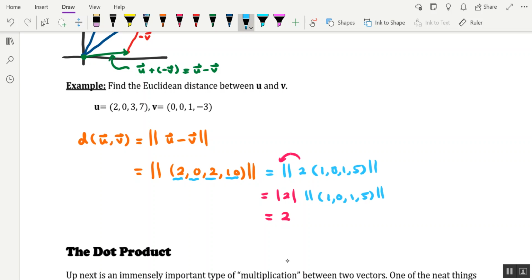Now the norm of the vector having components 1, 0, 1, and 5 works out to be the square root of 27, which is 9 times 3. So, keeping all these factors in mind and simplifying the radical, the distance between the 2 points u and v should be 6 radical 3. And that right there deserves a celebratory dab as well.